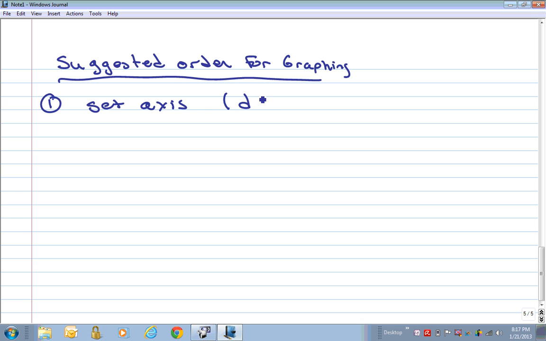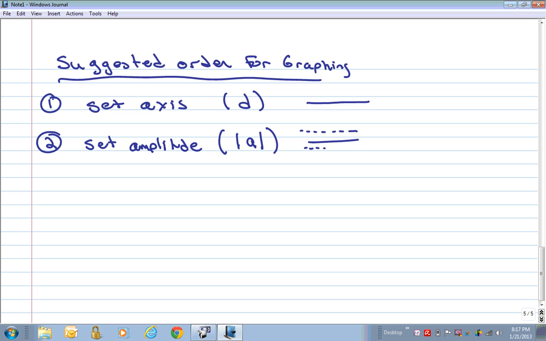Which is your D value. The second thing I would want to do is finish building my highway out, those little dashed lines that you saw when we did the parent functions, and that would be setting my amplitude. So I want to set the amplitude. And remember, that is the absolute value of A. And I would do that with dashed lines. So here you have the axis and you set the amplitude. That would be your dashed lines.